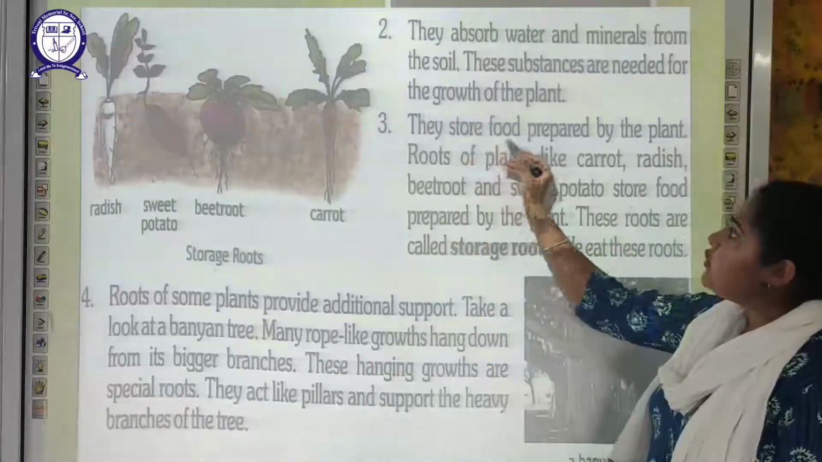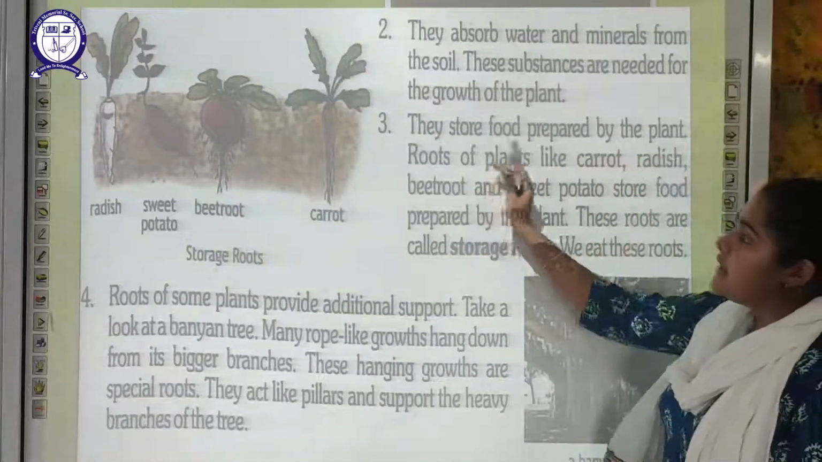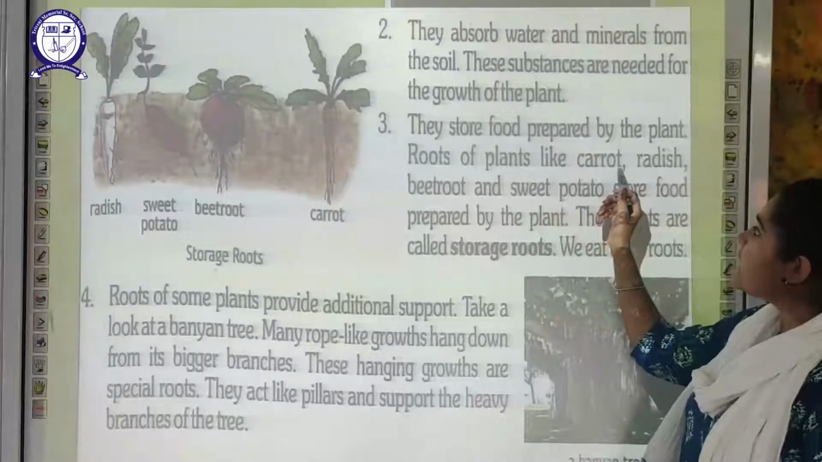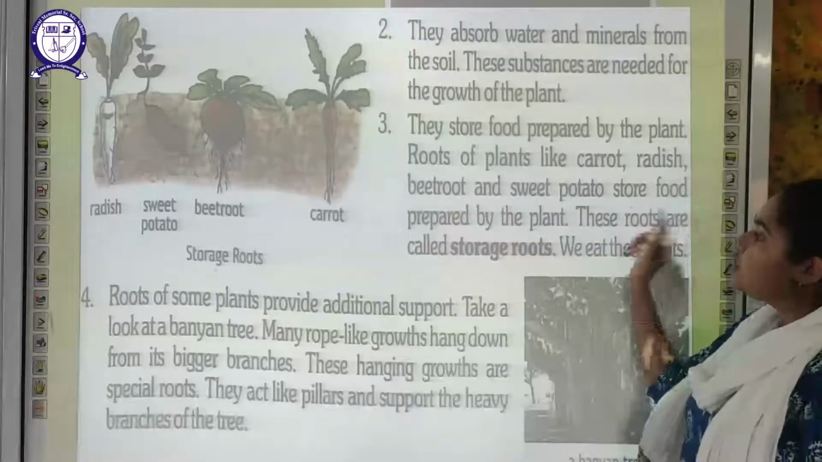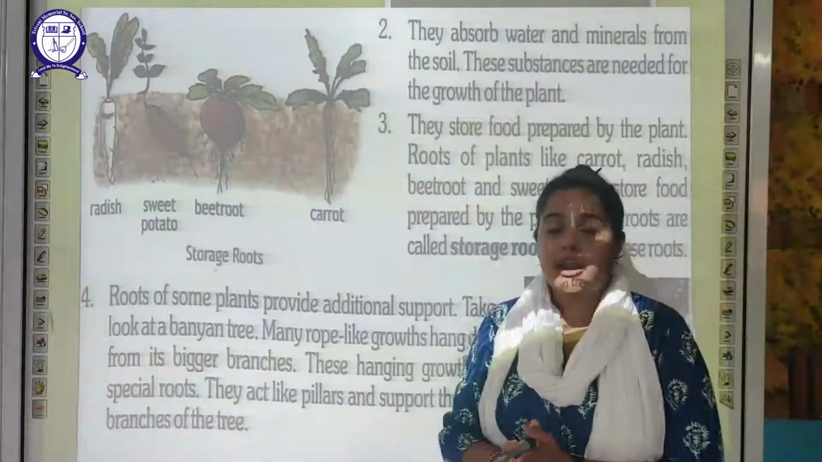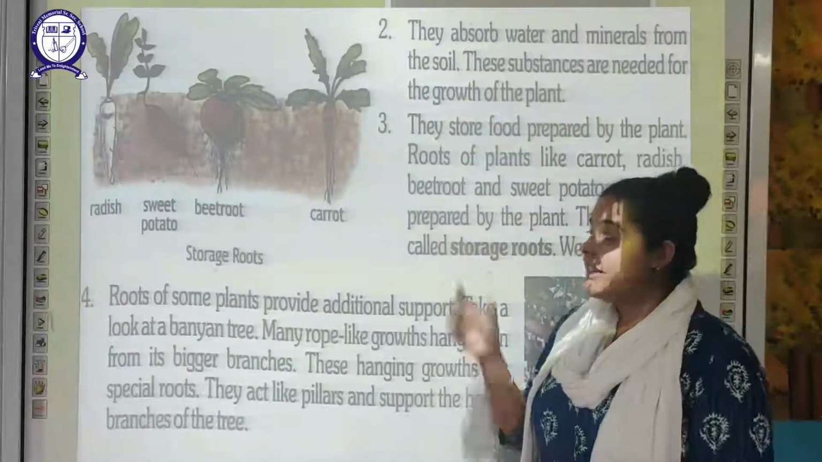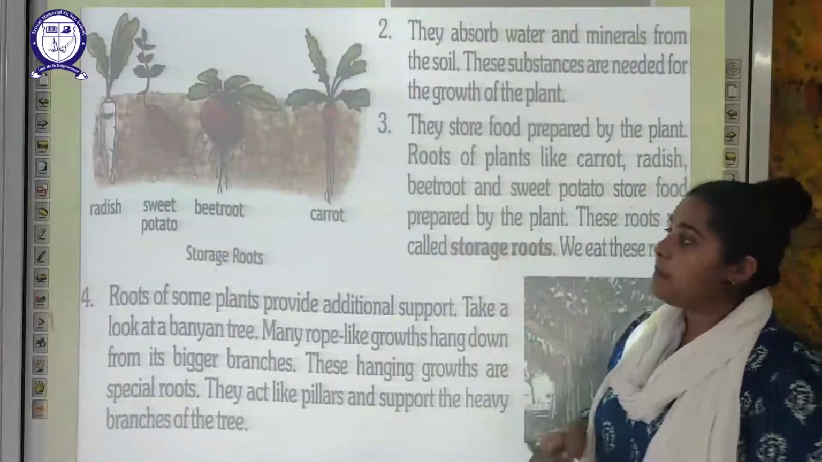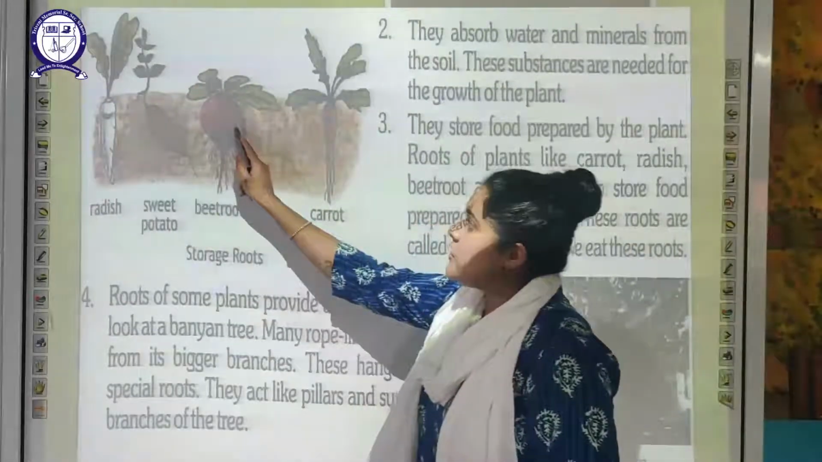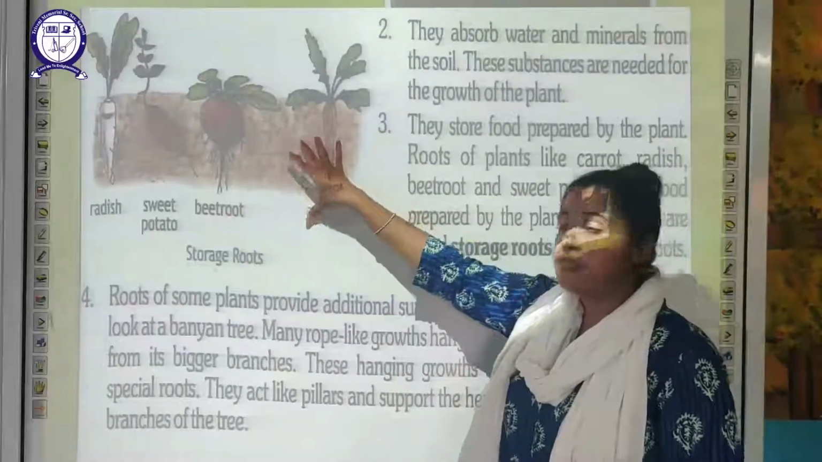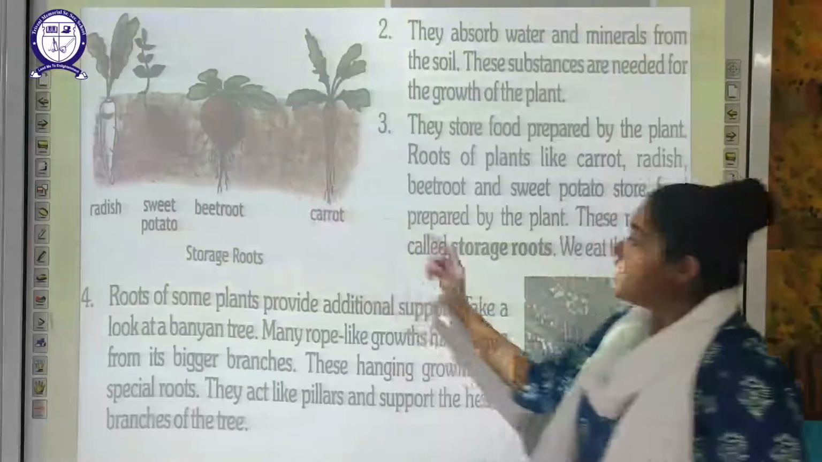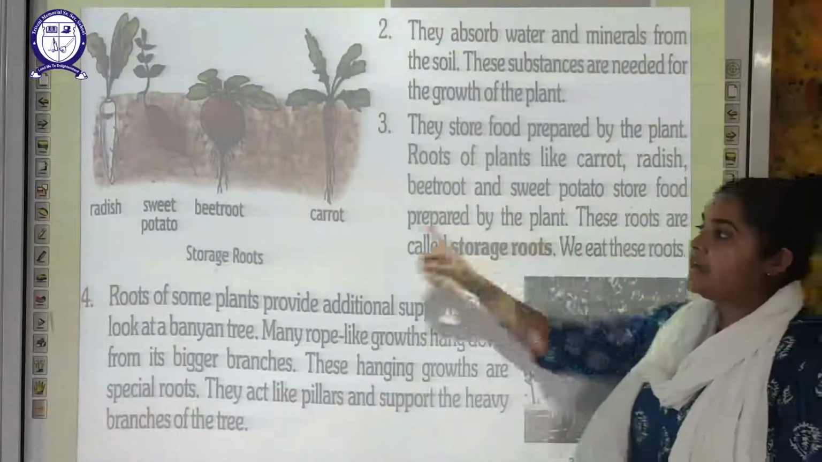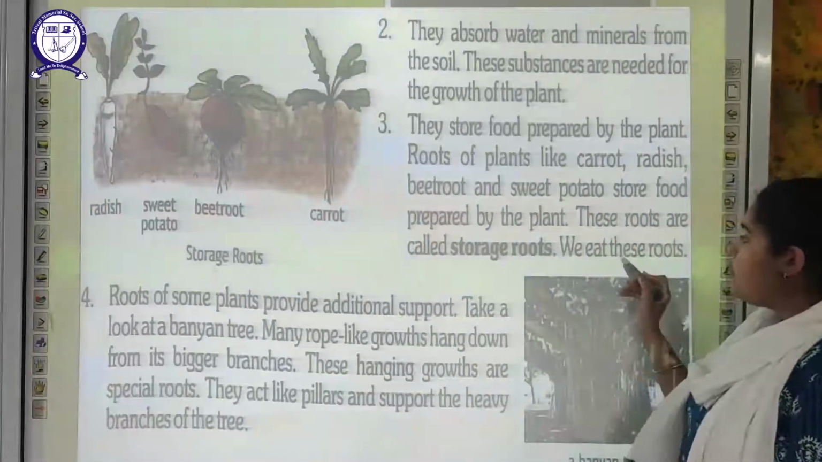The next function is that they store food prepared by the plants. There are certain plants whose roots store food. The roots of plants like carrot, radish, beetroot and sweet potato store the food prepared by the plant. As we are aware, students, the food is prepared by the leaf of the plant, and that food is stored in certain plants in their root part. Examples are radish, sweet potato, turnip and carrot. We eat the root part of these plants. These are called storage roots. They store the food prepared by the plant in their root part, so we eat these roots.